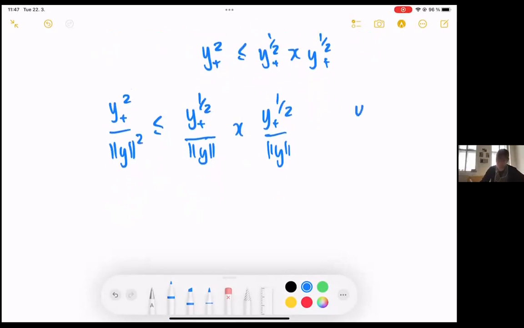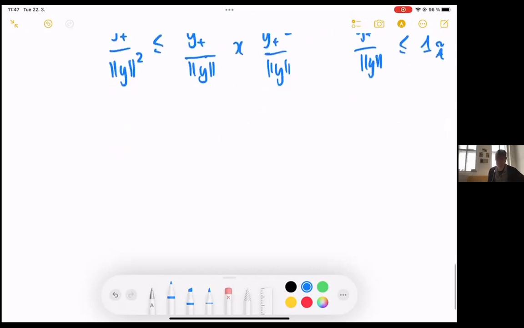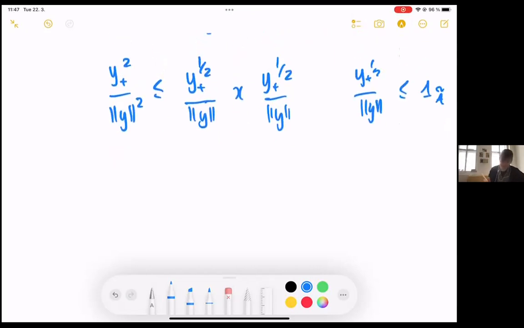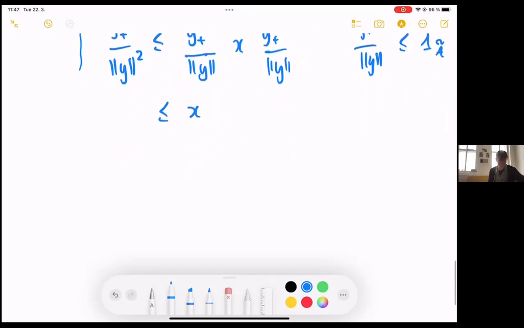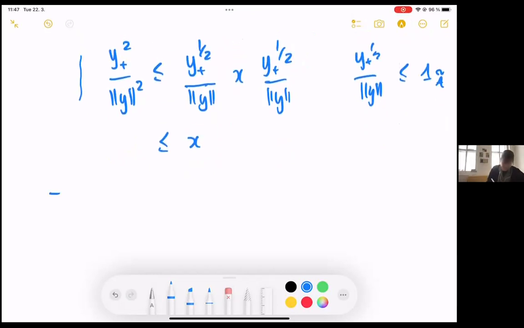Now note that Y plus half over the norm of Y, this is less than 1. So we get that this is less than X. And now we're back in the situation of the previous case, because this is just positive, which tells us that by above, this itself is in PAP.